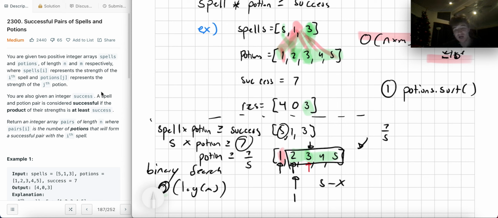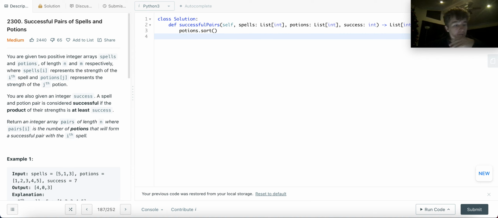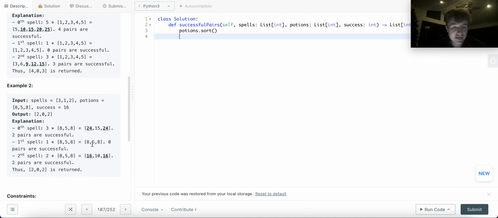Not really? Okay. All right, so let's go ahead and try to write the code for this. First thing I'm going to do, like I said, is sort potions, so we know the potions are in order, because I want to do a binary search on them. And then I'm going to look at each spell in spells, and find out the minimum potion that I need.